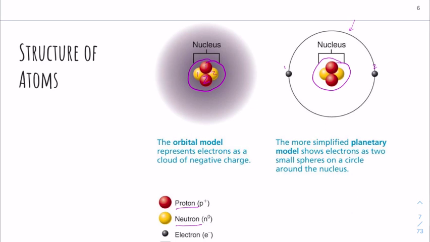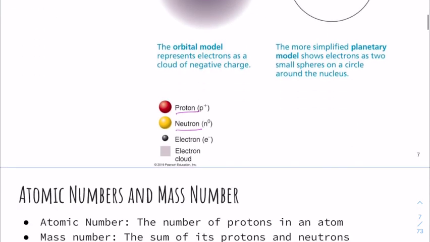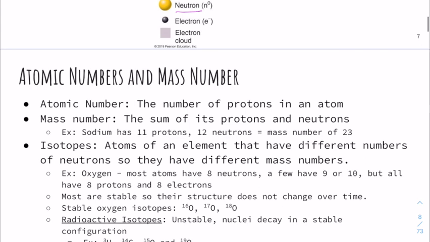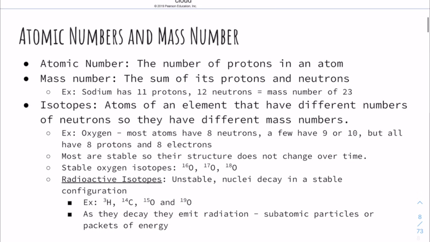So if you've ever seen a periodic table, every one of the elements on that periodic table has an atomic number and a mass number. The atomic number tells us how many protons are in that atom, while the mass number is the sum of protons and neutrons. Because sometimes there might be more protons than neutrons. There may be less protons than neutrons.